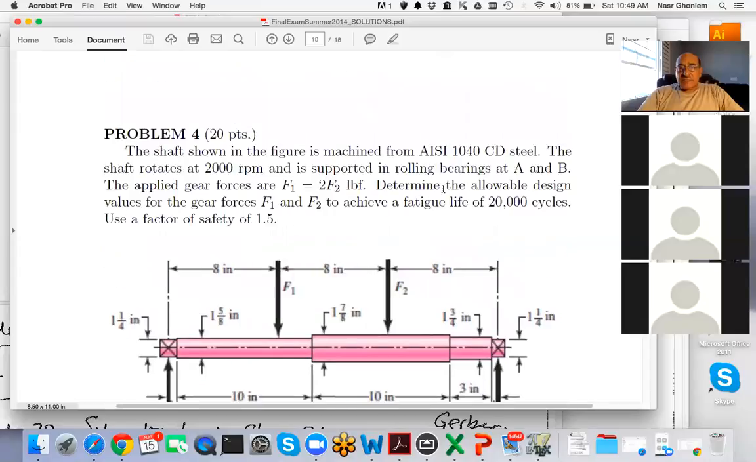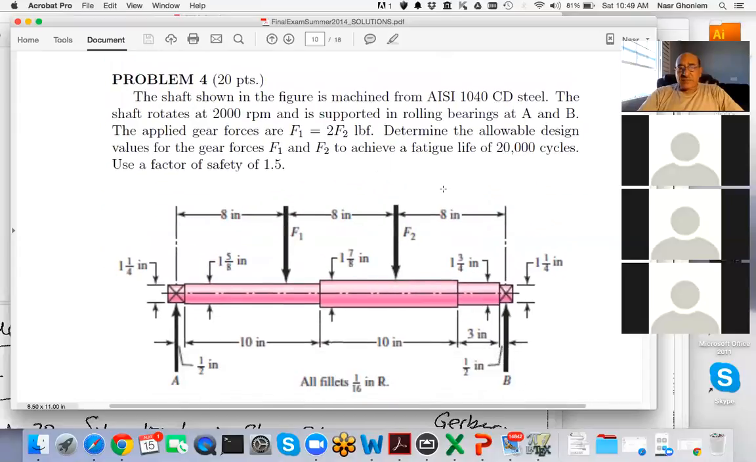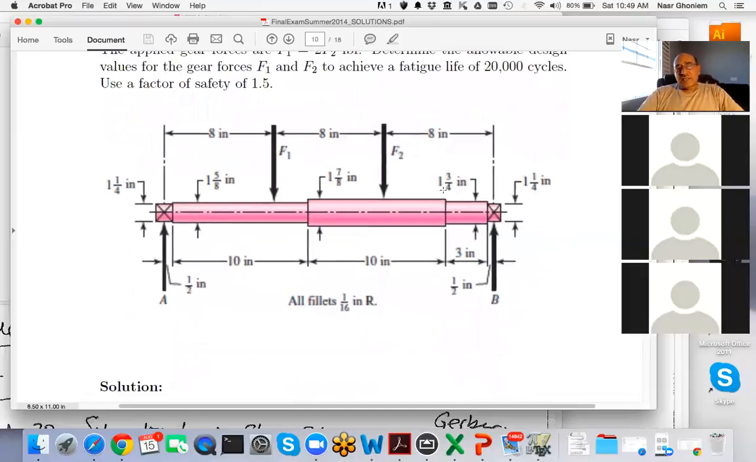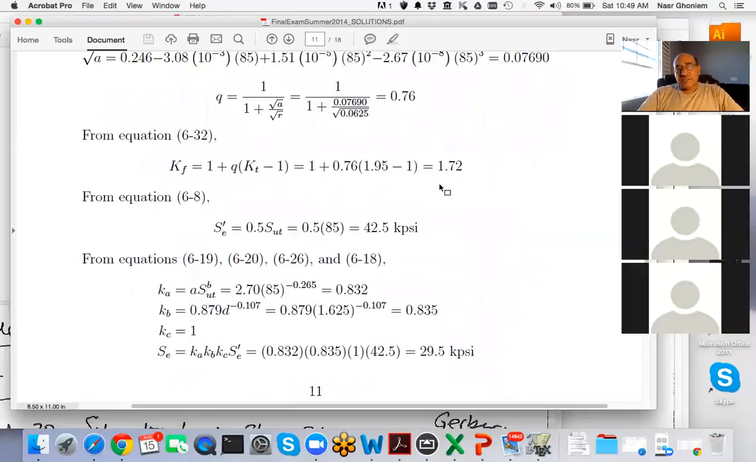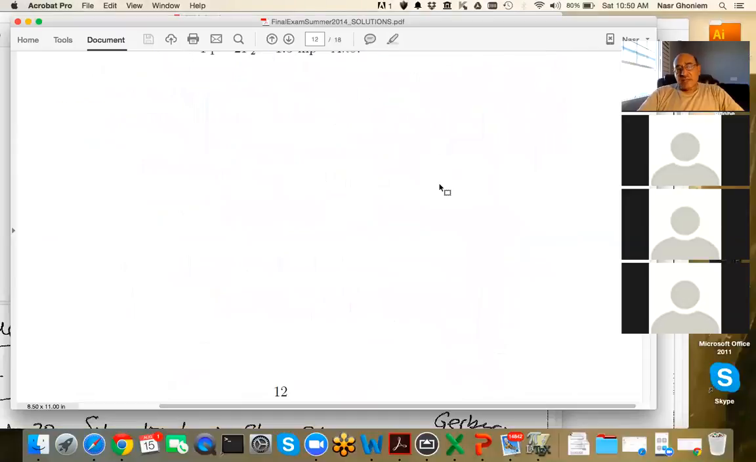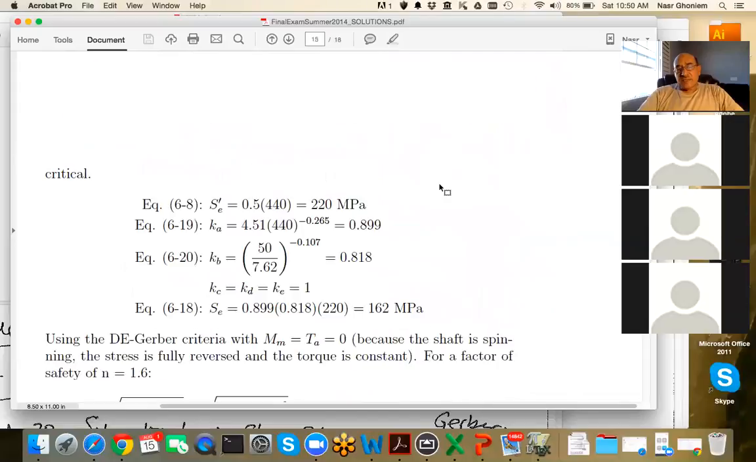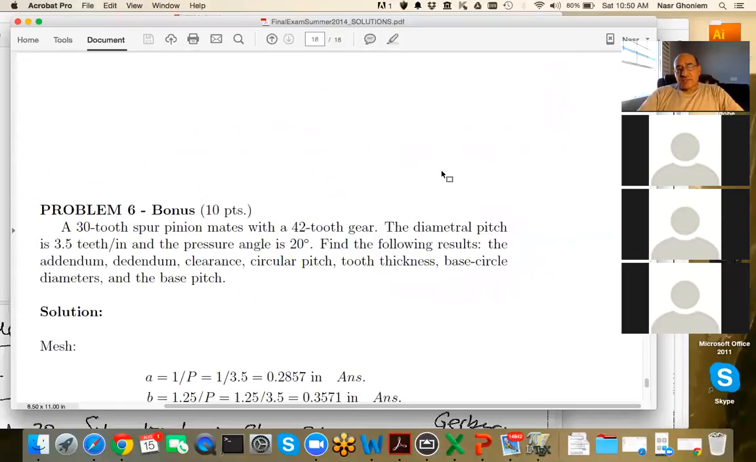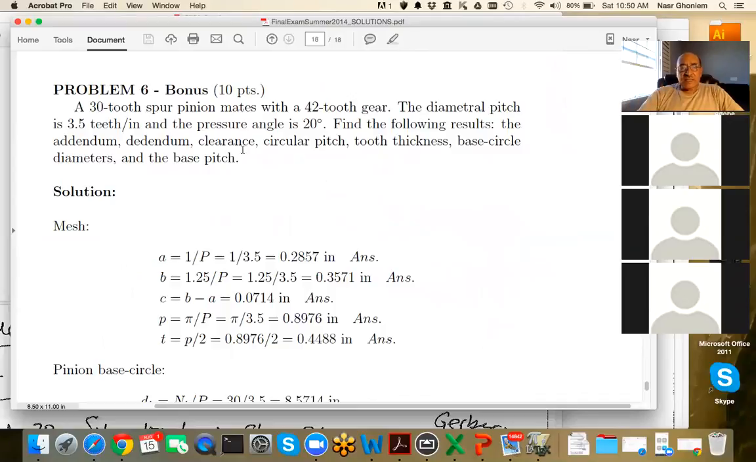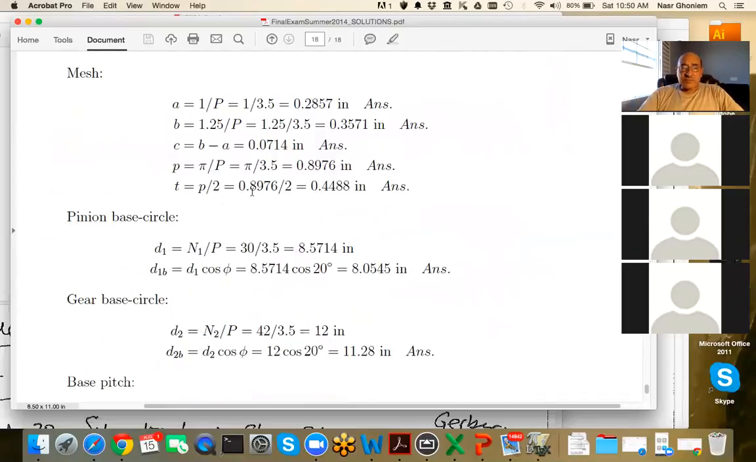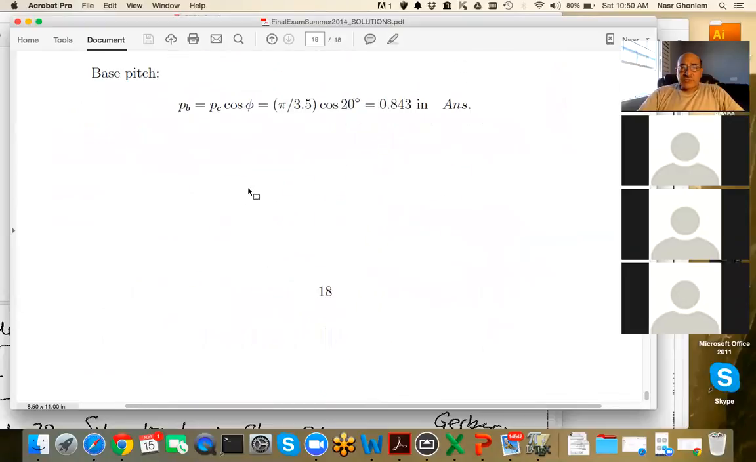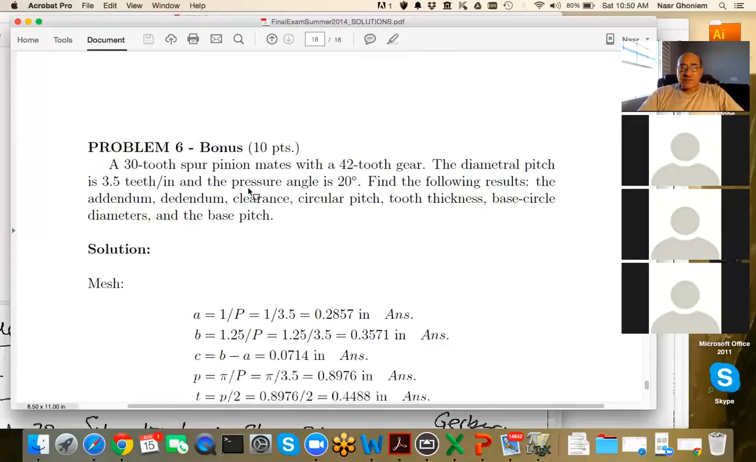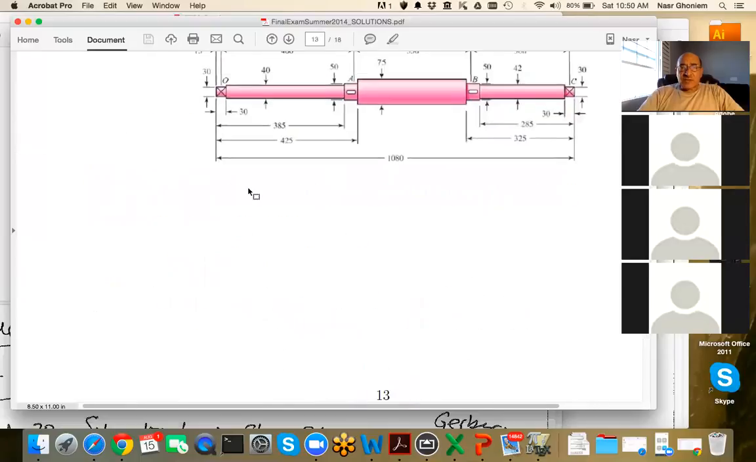Well, if you look at this final, you can see these last two problems: one emphasizes fatigue, which is problem 4, and the other emphasizes power transmission design, which is here. Then we have another problem that goes into gear design, which is what we're going to study in the next chapter. This is mainly on how to use gears in design. That was a bonus problem. So that's all from the second part.